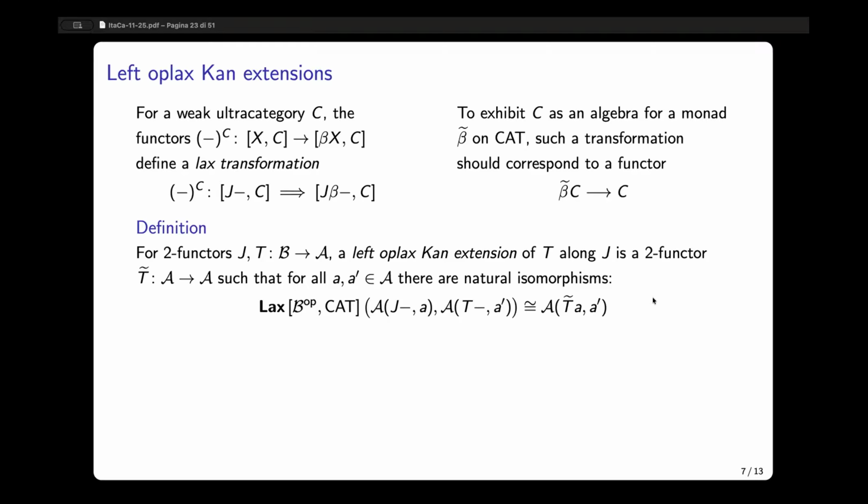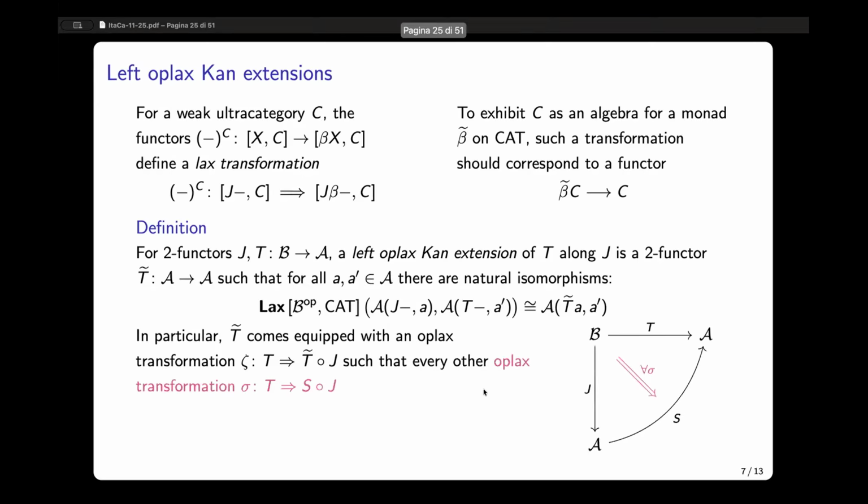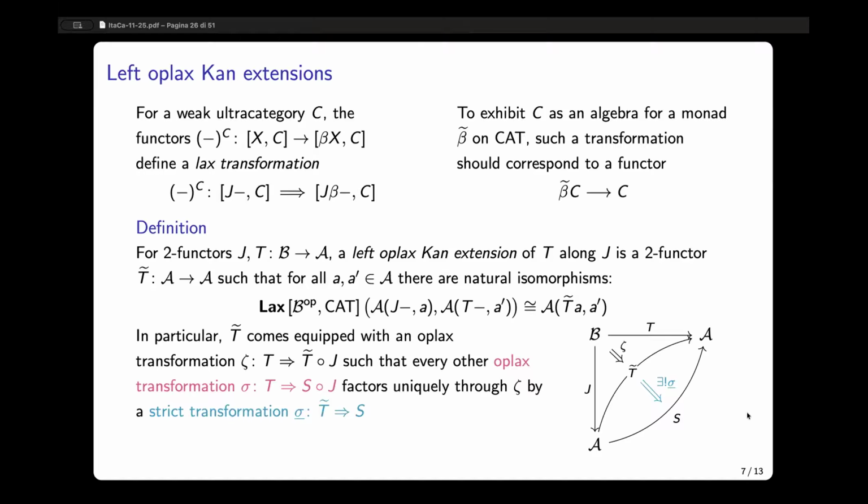And if this notion of Kan extension is a bit surprising for some of you, there's a more familiar one that we can extract from this, because if it exists, T tilde comes equipped with an Oplax transformation zeta from T to T tilde J, which is universal in the sense that every other Oplax transformation of this kind uniquely factorizes through zeta by means of a strict transformation from T tilde. So this is maybe the more familiar notion of Kan extension in the one-dimensional case, or close enough.